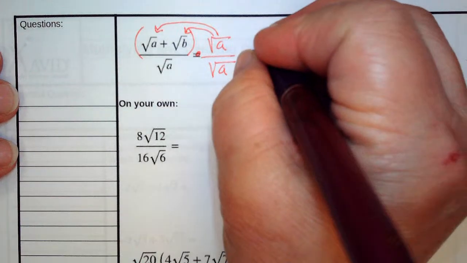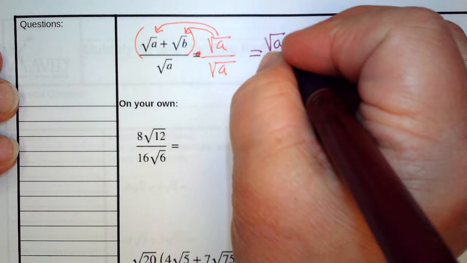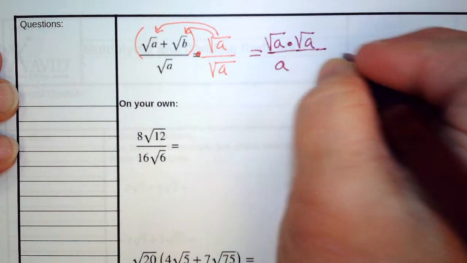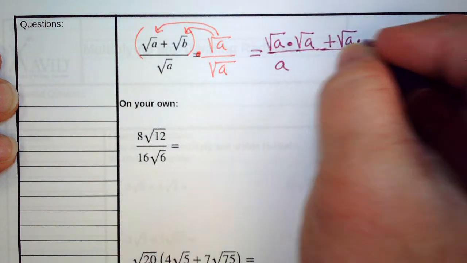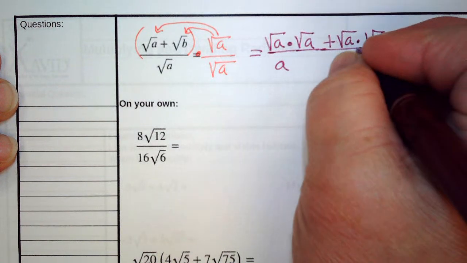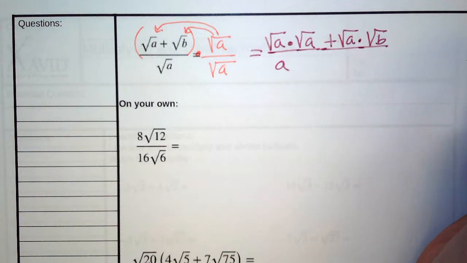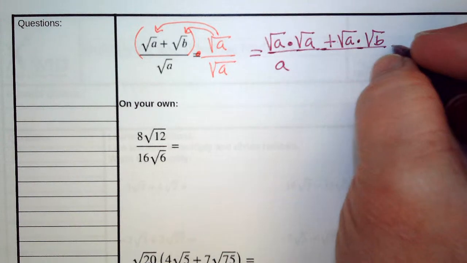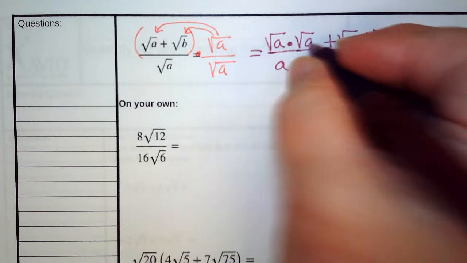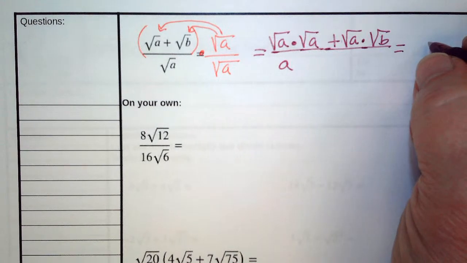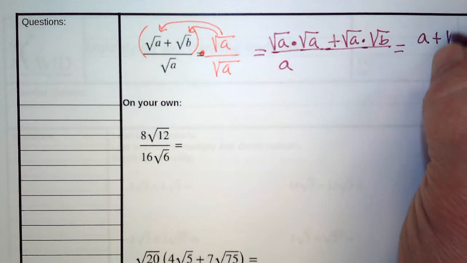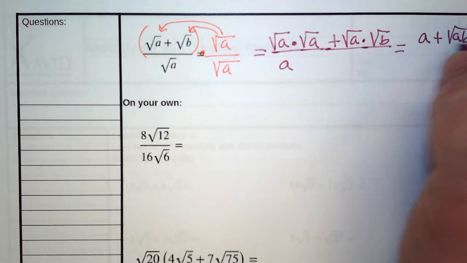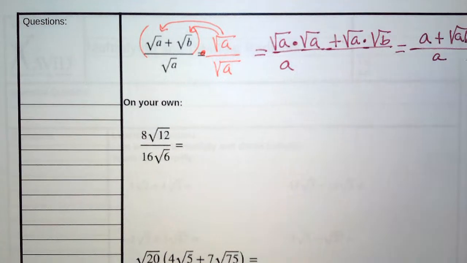So the square root of a times the square root of a plus the square root of a times the square root of b. Now what? Well, this will cancel out. That squaring and square rooting undo each other, so this is a plus square root of ab, all of it over a.